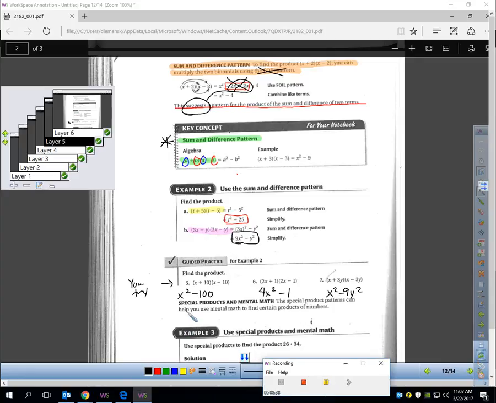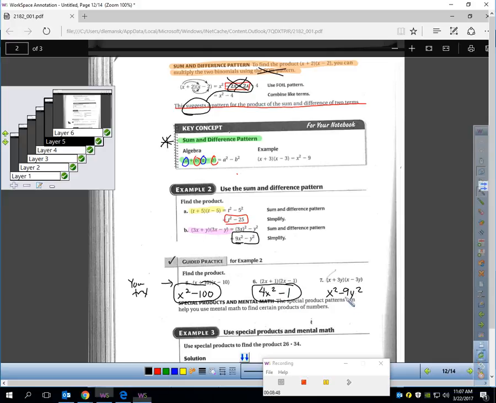Okay, I'm back, and here are the answers. So I have the sum and difference of the same binomial, so x times x is x squared, and 10 times negative 10 is negative 100. There's my answer. Or here, I got the sum and difference of the same binomial. 2x times 2x is 4x squared. 1 times negative 1 is negative 1.